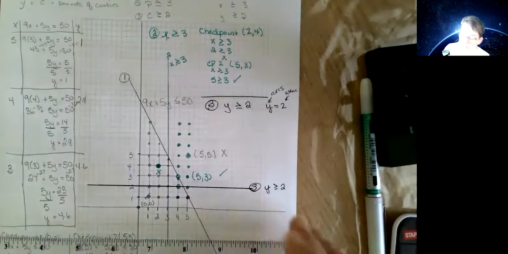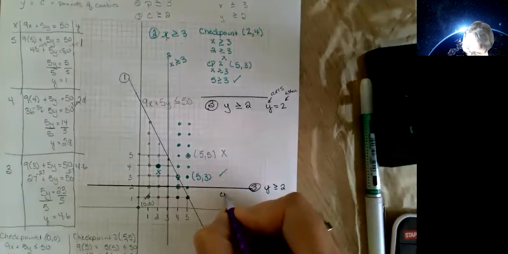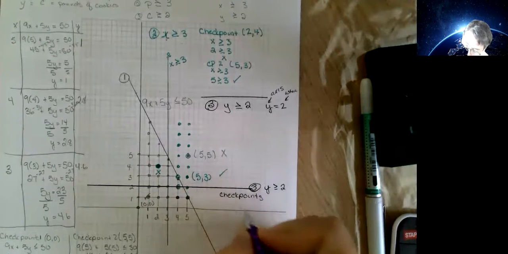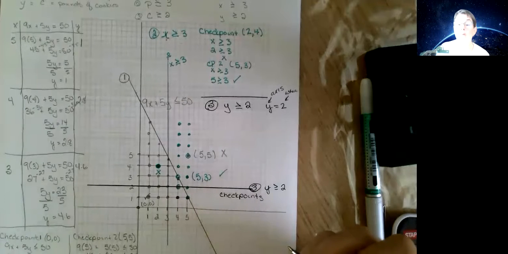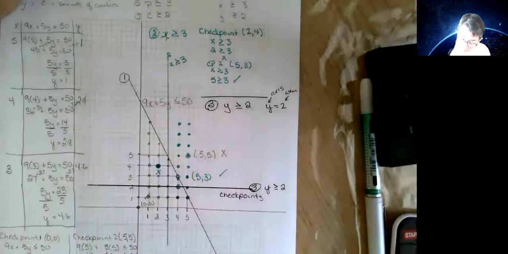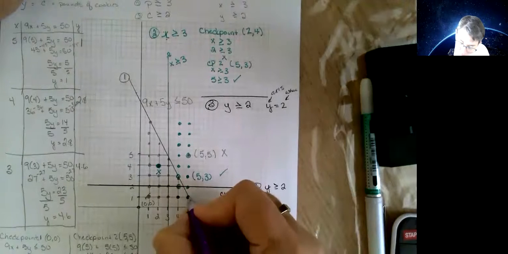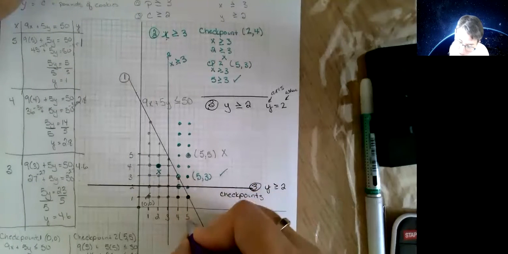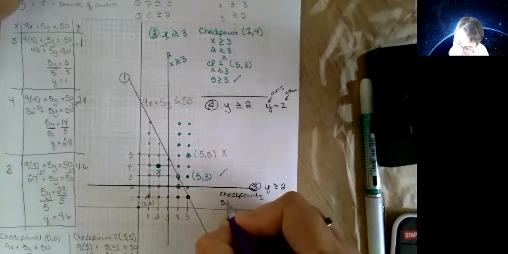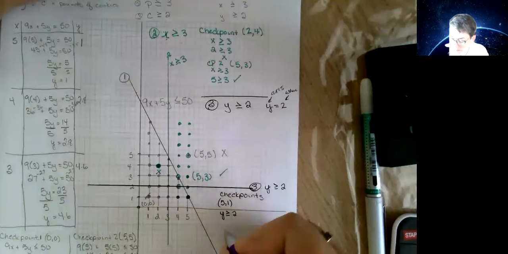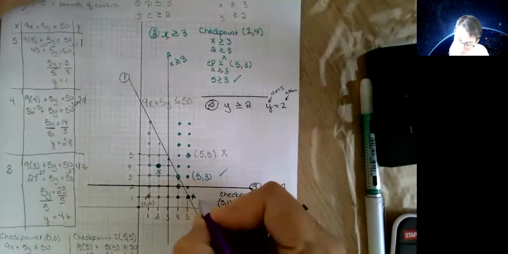And now we need to do our checkpoints. Oh my, that was my dog. That was not me. I'm sure you can hear that. All right, let's see. Yeah, this point will do. And it is 5 over and 1 up. And our equation is y is greater than or equal to 2. And 1 is greater than or equal to 2. Nope. So this one is a nope.